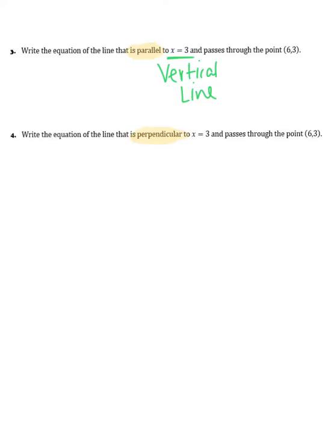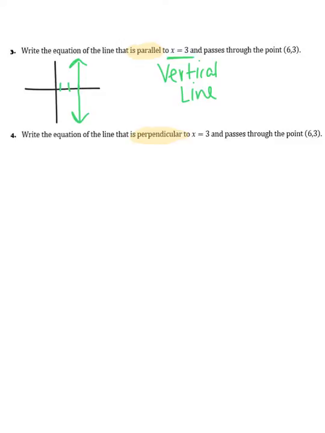For our visual learners here, I'm going to do a quick sketch. Okay, so this line is going to go through, let's see, 1, 2, 3. It's just a vertical line going straight up and down, passing through 3 on the x-axis. So that's our vertical line. Okay, so if I need to write an equation that's parallel to this line, that means it's got to go in the same direction, so my equation is going to also be a vertical line. So it's going to be an x equals equation.